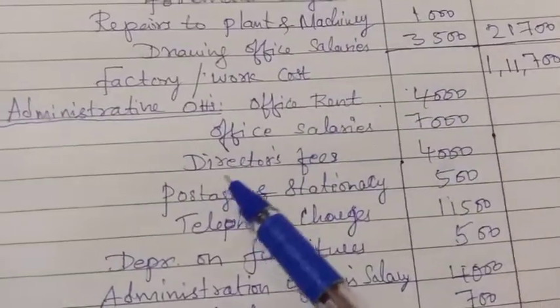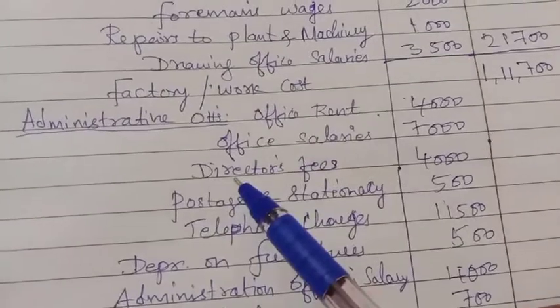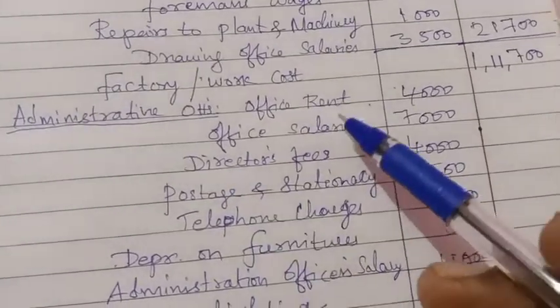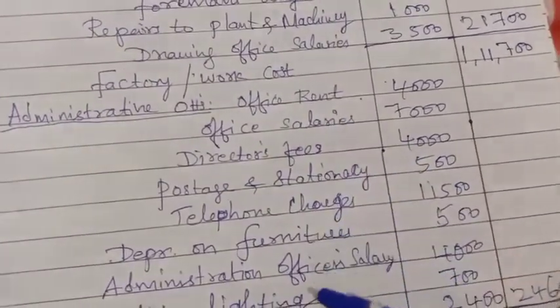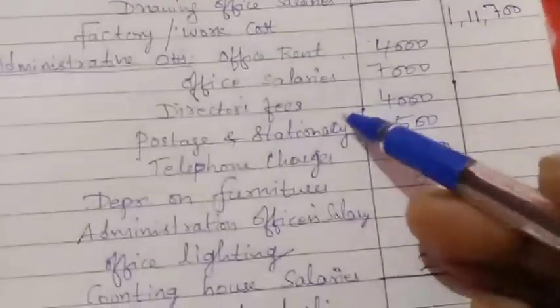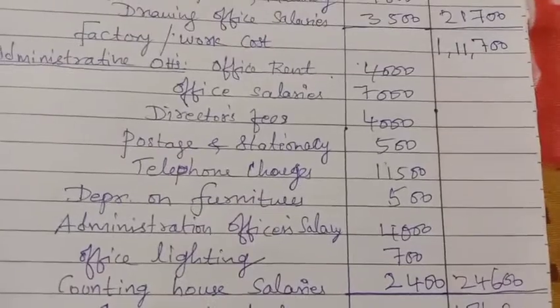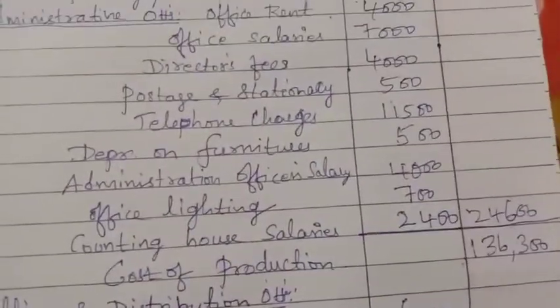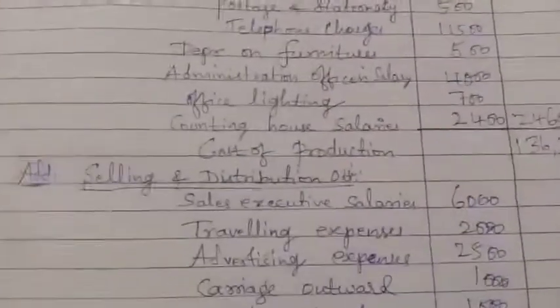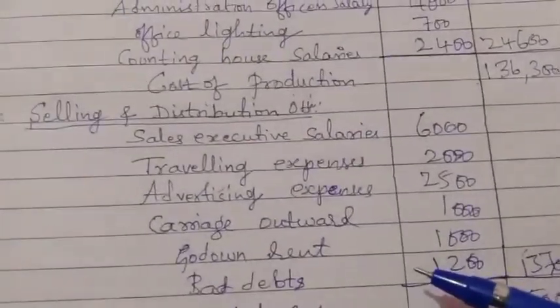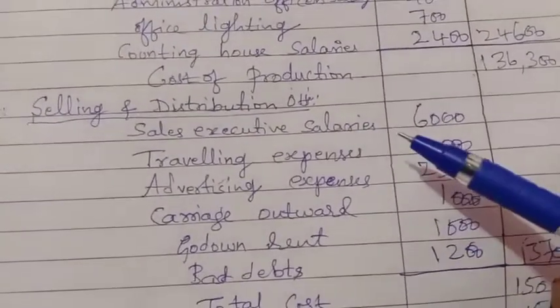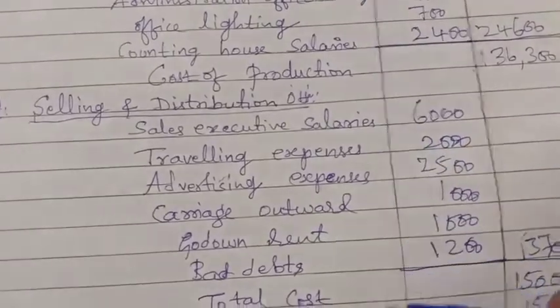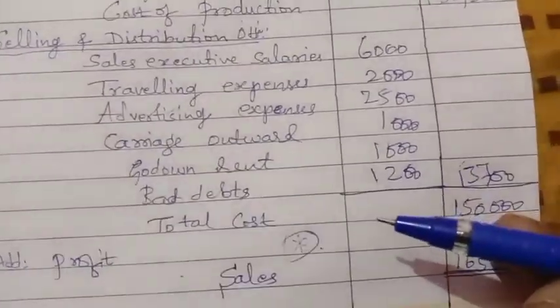With that, we always add administrative overheads. All the expenses that come under administrative or office expenses should be taken. That total should be added with the factory cost. So you will get the cost of production. Once you get the cost of production, you have to add selling and distribution overheads. All those headings should be added, and you will get the total cost.